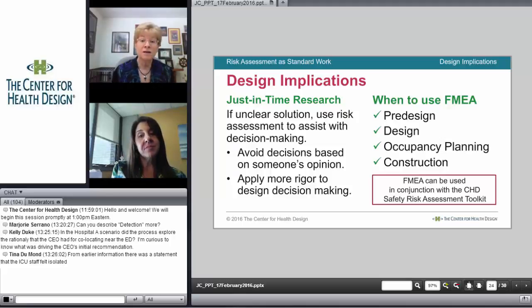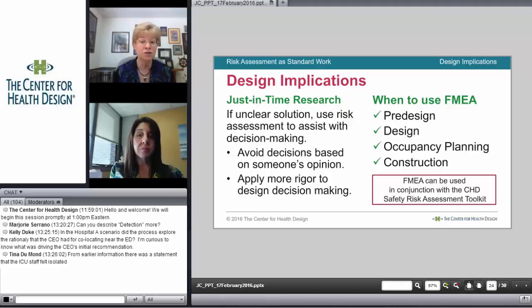Well, I think that this is an excellent way to do research. Just-in-time research is how this is qualified. And as I said before, if there's an unclear situation and people are not sure of the best design solution, then it helps you with informed decision making, so that you're challenging those opinions by letting the conversation, it's a structured conversation, that's what's important, come forward with the best solution.